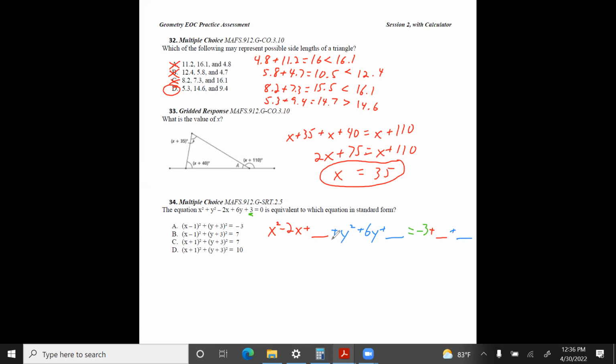Now, what do we actually plug into these blanks? We take the b value divided by 2 and squared. So b divided by 2 and squared. That's what we're plugging into the blank. So what's the b value? It's these second terms. Those are b values.